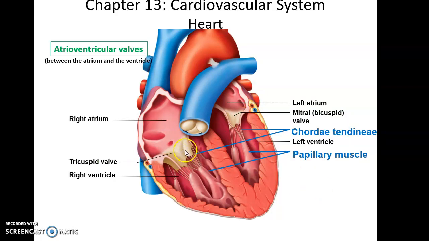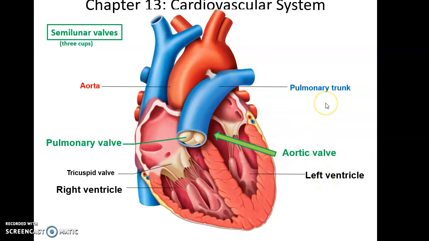The little leaflets are attached to muscles on the walls of the heart. These muscles are called papillary muscles, and how the leaflets are attached is via these thin little string-like structures called the chordae tendineae. So the chordae tendineae are tendinous structures connecting the cusps of the valves to the papillary muscles on the walls of the ventricles.